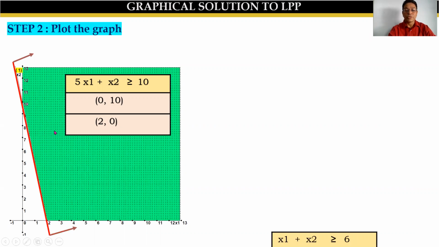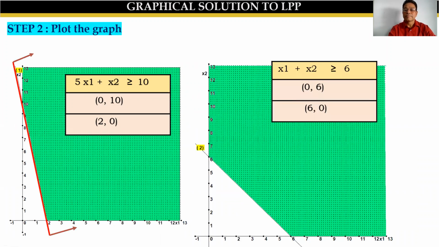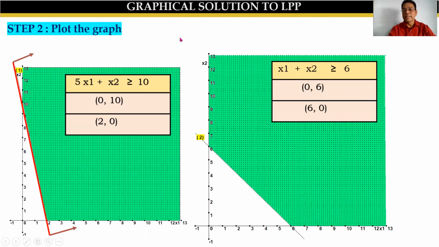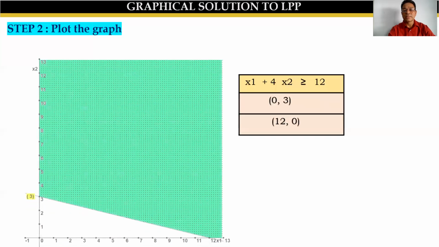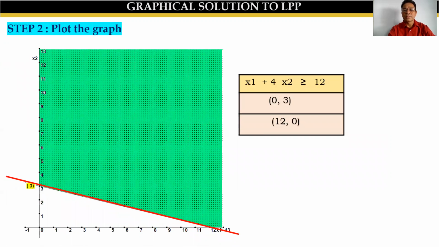For the second constraint, okay, this is the second constraint, and it is saying that x1 plus x2 should be greater than or equal to 6. Greater than or equal to 6 means it should be in this direction, away from the origin. So it is away from the origin like this. What is the third constraint? The third constraint is saying that x1 plus 4x2 is greater than or equal to 12, so it will be away from the origin. Away from the origin means the arrows will point away from the origin like this.